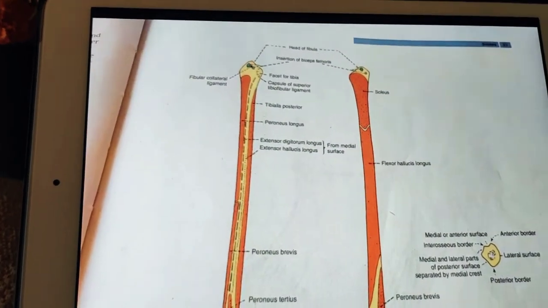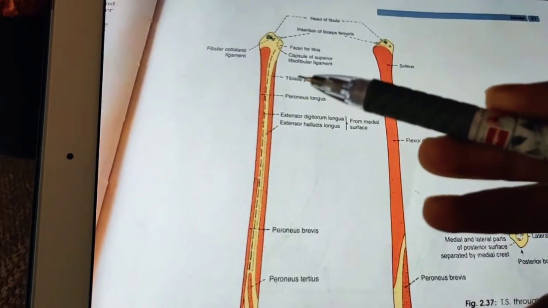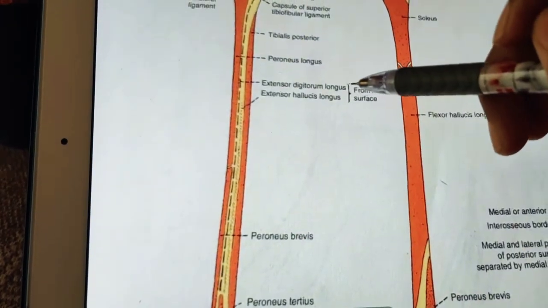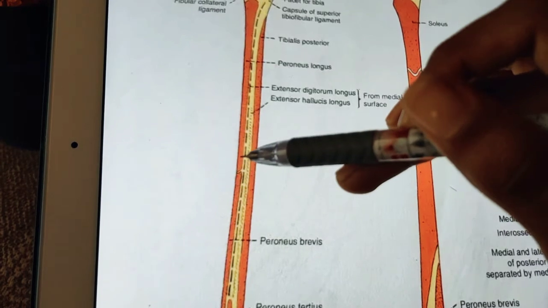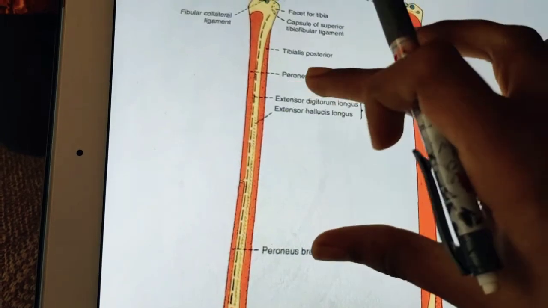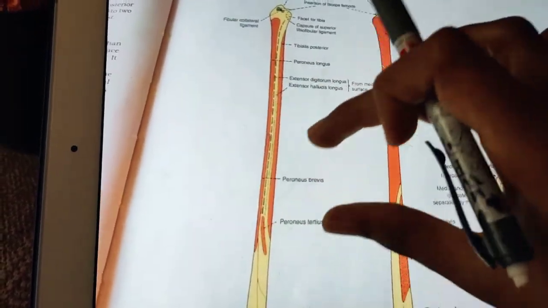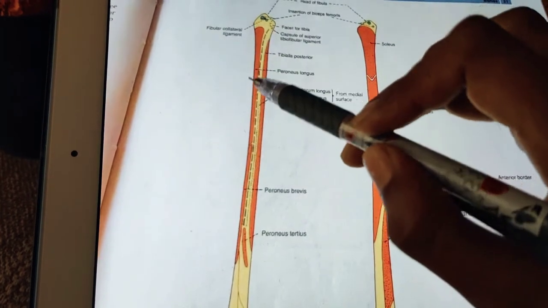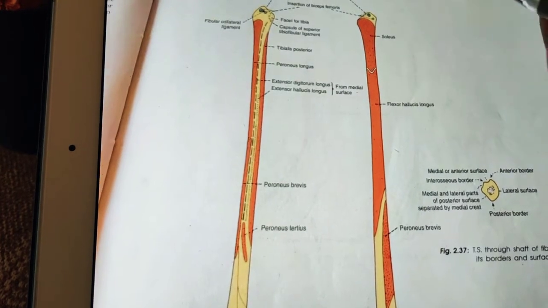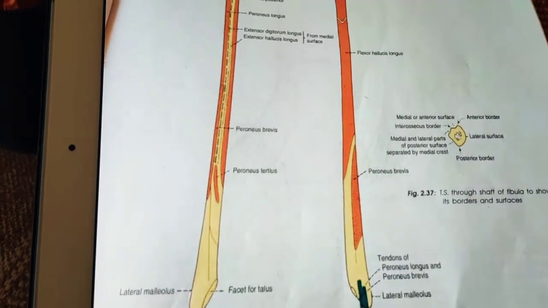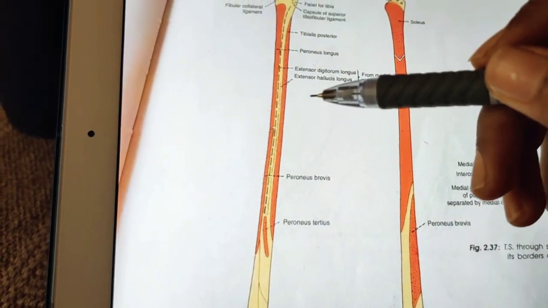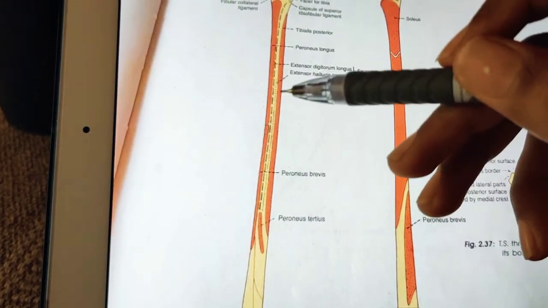The medial surface of the shaft gives origin to extensor digitorum longus. You can see it is mentioned over here, the extensor digitorum longus having origin from the medial surface of the shaft, from the whole of the upper 1/4. This is upper 1/4, this is middle 1/4, and this is lower 1/4. So from the whole of the upper 1/4 on the medial side there is origin of extensor digitorum longus from the medial surface. It also gets origin from the anterior half of middle 2/4.